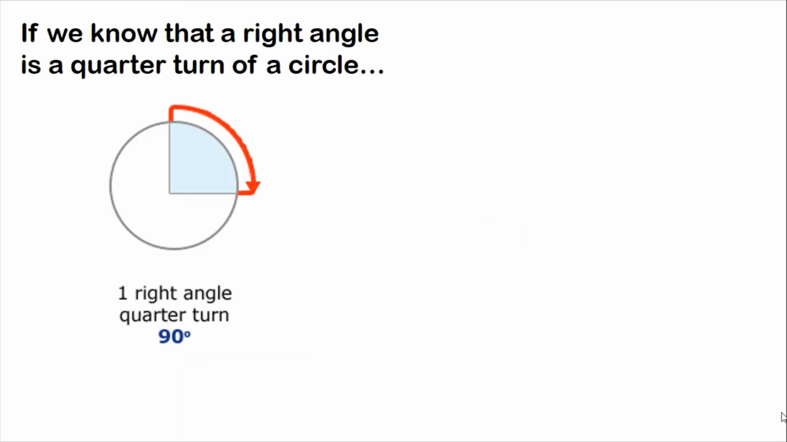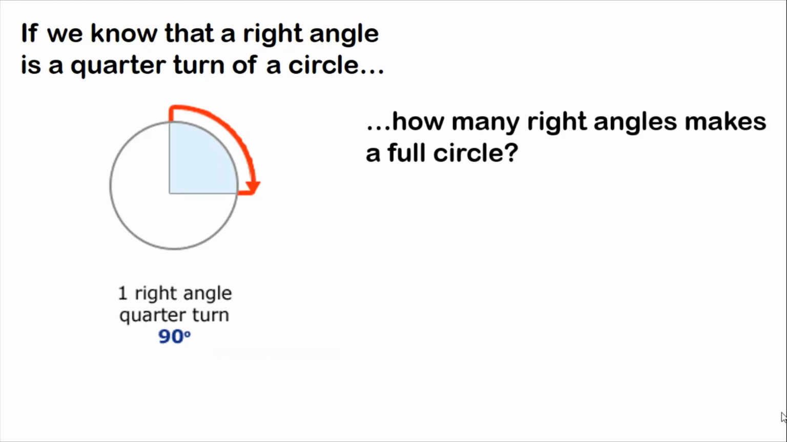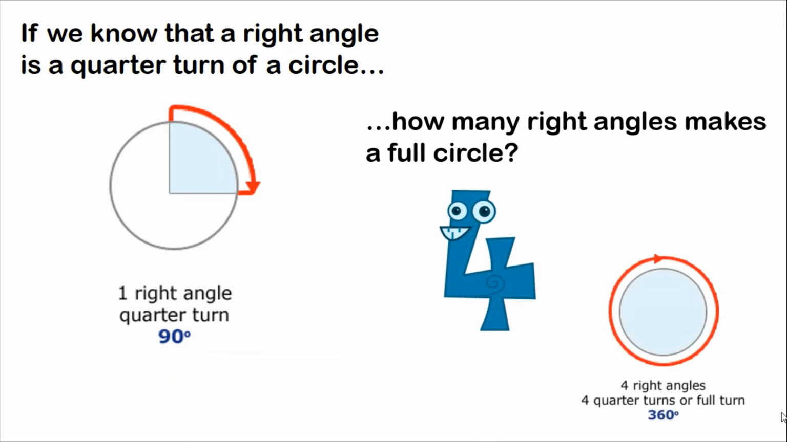Okay, if we know, again, that a right angle is a quarter turn of a circle, how many right angles makes a full circle? Again, if you need to pause, you can. I'm going to count down from 5. 5, 4, 3, 2, 1. And the answer is 4. There's 4 quarter turns in a circle because 4 quarters makes a whole. So 4 right angles in a full turn.